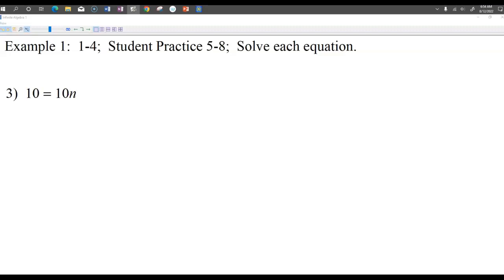Now, in algebra, we show division with fractions. So I'll show you what I mean by that. So right now I've got 10 times n. I want to do the opposite to get rid of that 10. The opposite of multiplication is division, so I'm going to divide. And I show my division by making a fraction. So I'm going to put this over 10. And that makes a fraction.